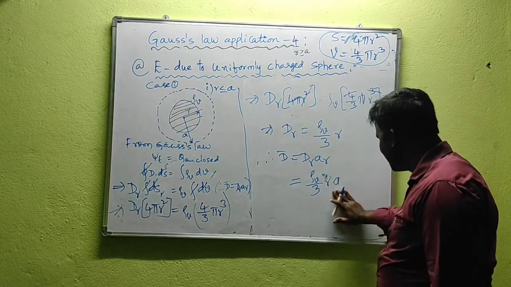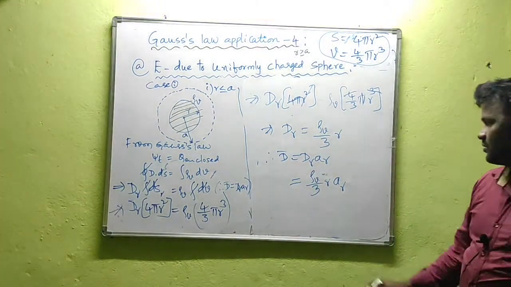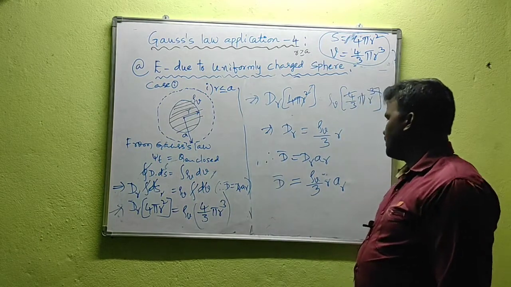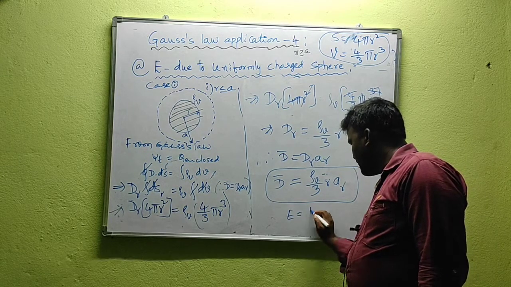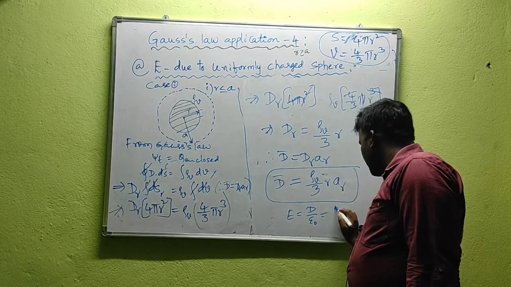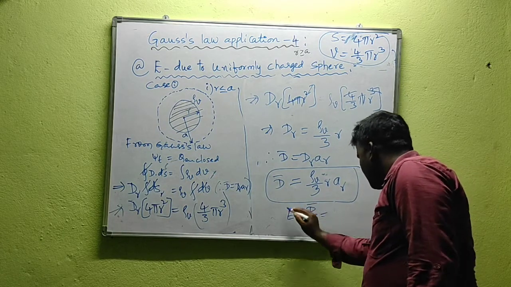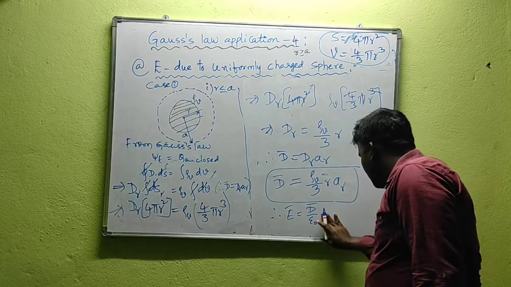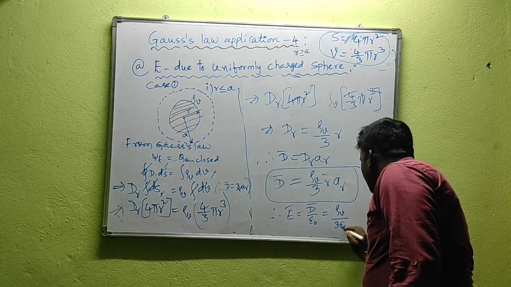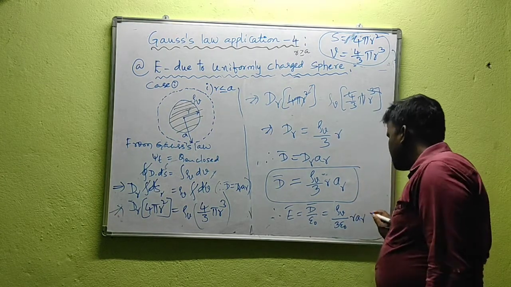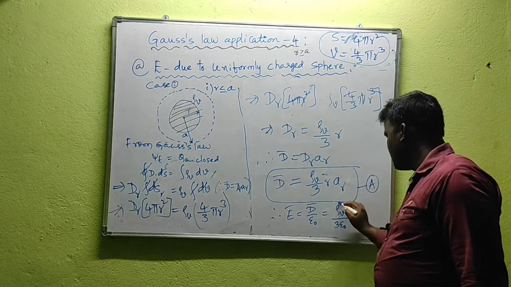So this is ρv/3 r aᵣ, where aᵣ is the unit vector along the r direction. This is D. What about E? From this we can write E = D/ε₀, therefore E = D/ε₀, which gives E = (ρv r/(3ε₀)) aᵣ. This is the electric field intensity, this is equation A and this is equation B.